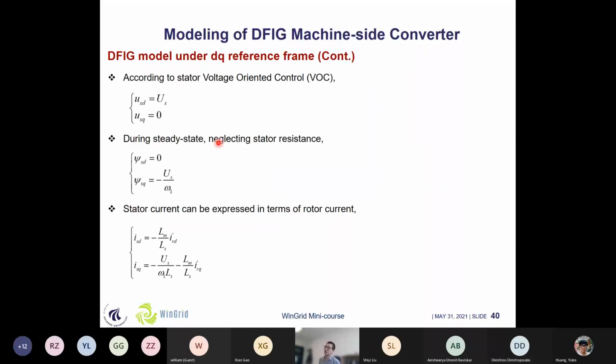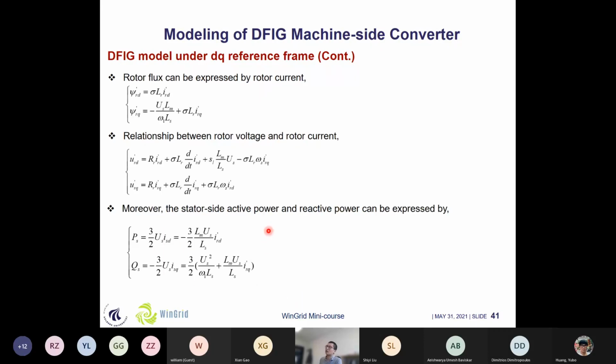So first, if we try to use the stator voltage oriented control, then we can see that the Q-axis of this voltage will become 0. And during the steady state, if we try to neglect the stator resistor, then we can calculate the steady state values for the stator flux in terms of the D and Q axis. And then based on these equations, we could know that the stator side current can be represented by the load side current. And if we know this equation, then we can express the load flux in terms of the load current. And moreover, we could deduce the load voltage in terms of this load current.